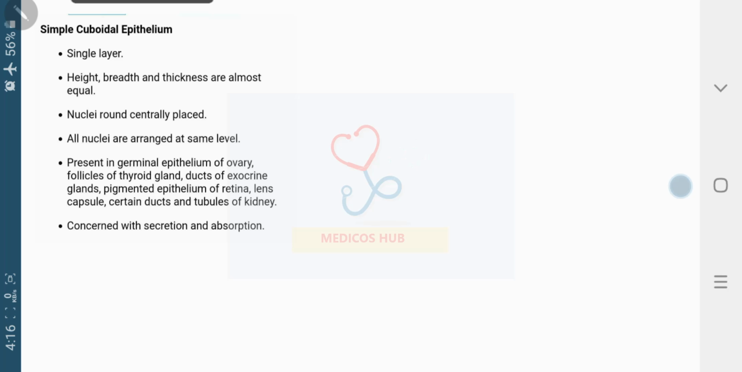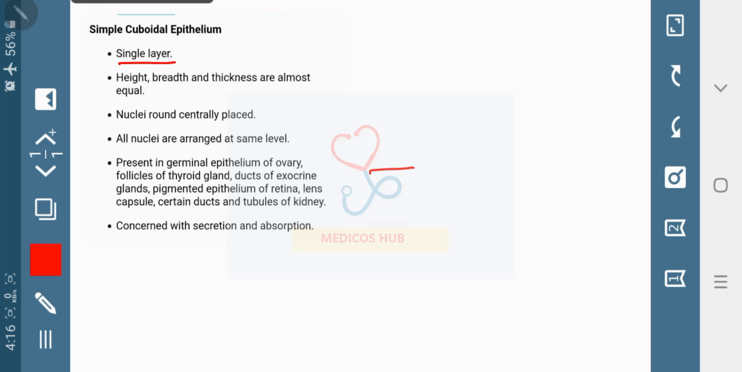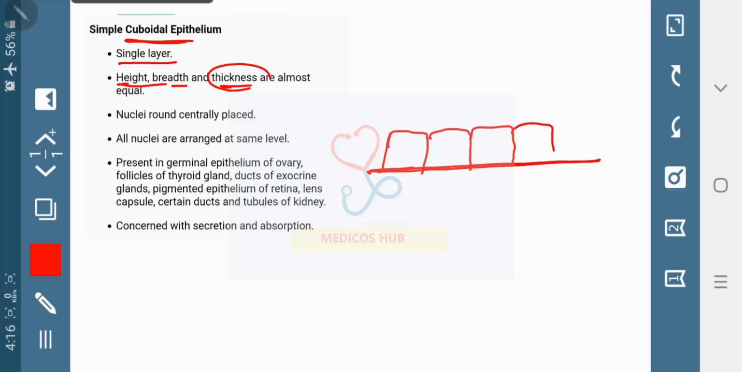If you see a simple cuboidal epithelium, okay friends, simple means a single layer of cells. If this is the basement membrane, you can make a cuboidal epithelium. Cuboidal means cube shape, where the height, breadth and thickness are almost equal. So you can make it like this. This is how a cuboidal epithelium looks.